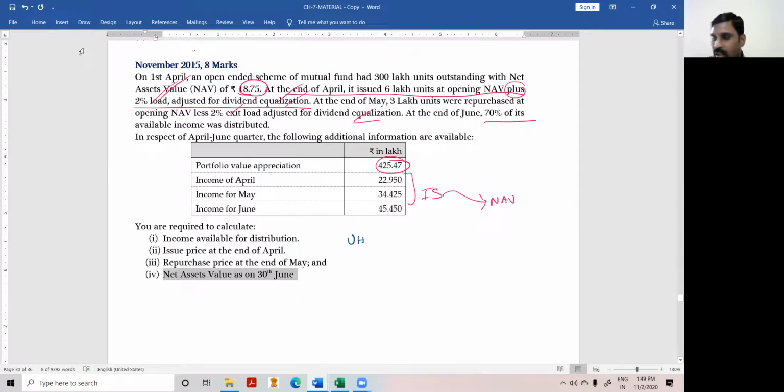Emma, look at this point. This is also cash collected. This is also cash collected. This is also cash collected. We have routed through income statement and ultimately routed through NAV.